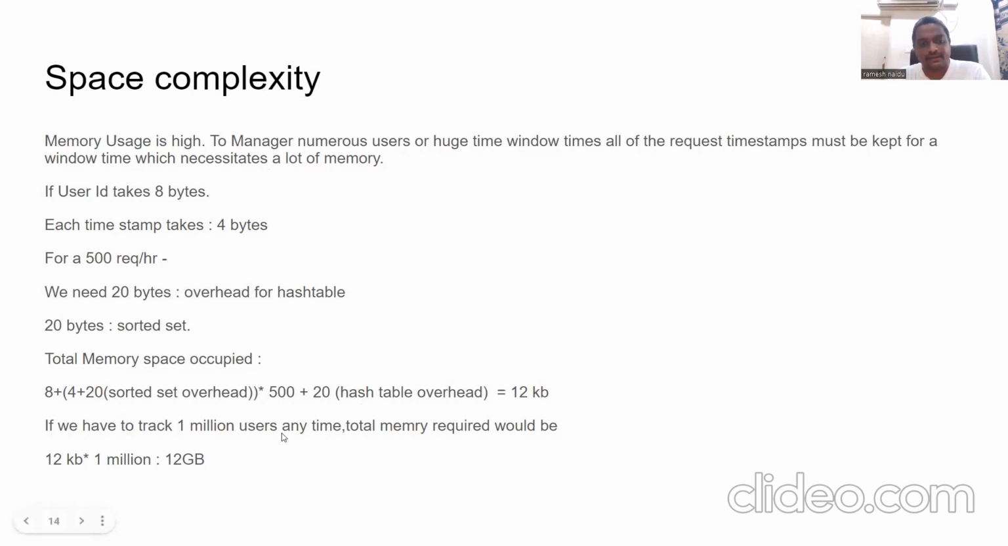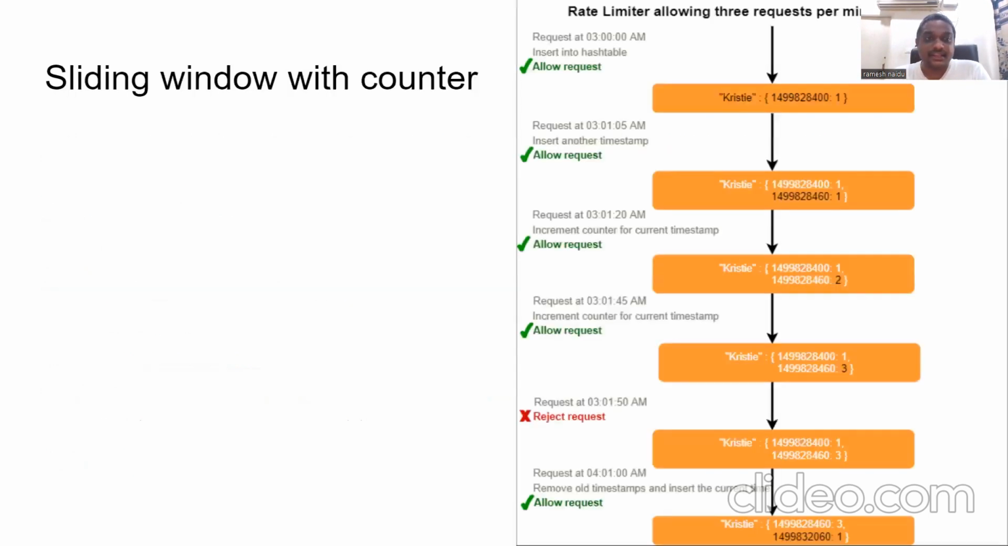And if you want to track 1 million users at any point of time, you will end up with 12 GB of space. So this is how we analyze the space complexity. That means when the space complexity is huge, ultimately performance will become a problem. You'll need to read so many entries, and that becomes a huge issue in your implementation. So considering this, we'll move to the next algorithm, the sliding window algorithm using a counter.